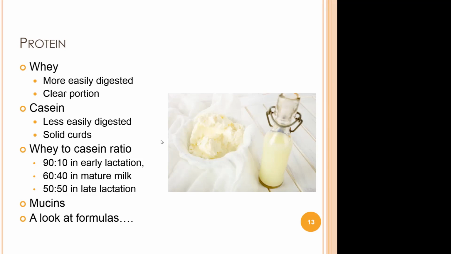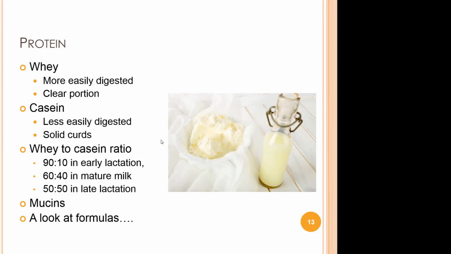Other formulas include Enfamil Lipo with iron from Mead Johnson, which has a 60 to 40% ratio. Abbott Nutrition's Similac Advanced with iron has a 48 to 52 ratio. Now, keep in mind that when you look at human milk, the whey to casein ratio varies over time. Again, it is much more predominant in whey in early lactation, moving to 50-50 in late lactation.